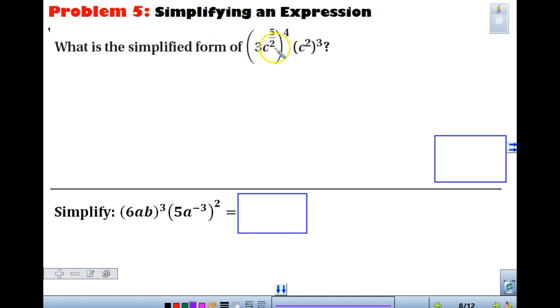So if you want to write this one down then. So let's write down the problem. 3c to the 5/2 raised to the 4th times c to the 2nd raised to the 3rd. So first thing we have to do is take each thing to a power. So Dylan, start us off.